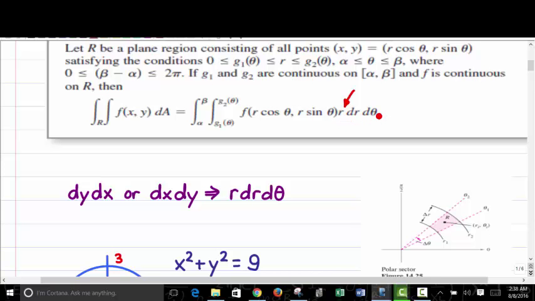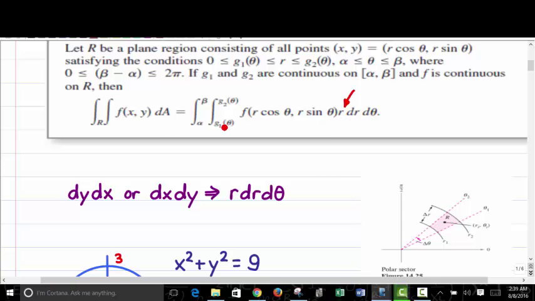So it's r dr d theta plus whatever variables of r and theta you have to integrate. That r right there would automatically be there. So if you were just finding area, where you don't have this function here, dA could be dy dx, to find the area, it would have that r there, r dr d theta.